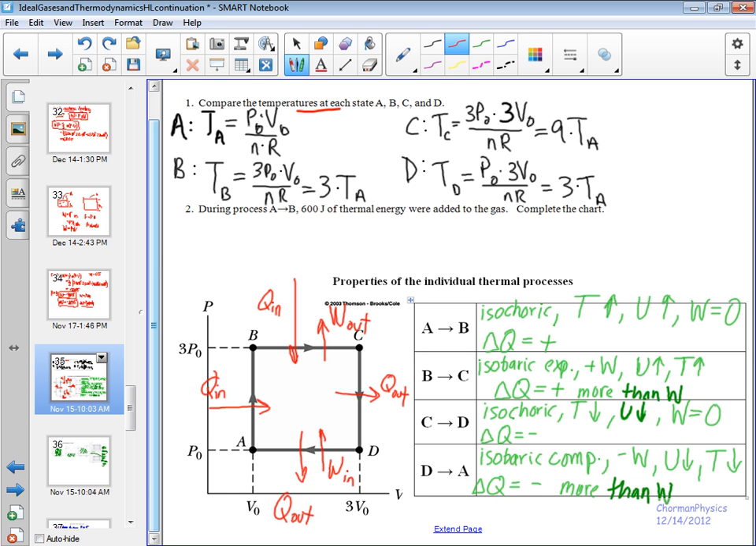Now I've drawn this here with some arrows going into each of these lines, telling us that in processes A to B and B to C, thermal energy is being put in. For C to D and D to A, it's being taken out, and work is being done by the gas in B to C and done on the gas in D to A.